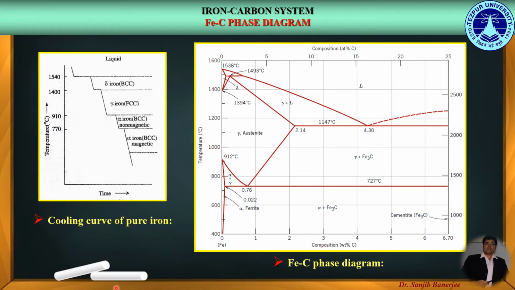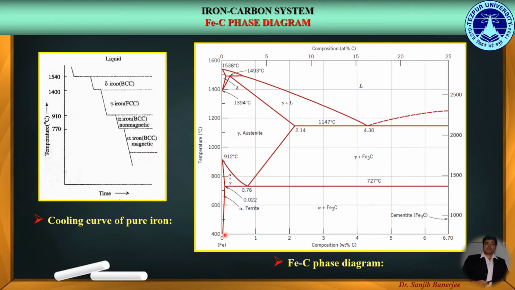Let us now talk about the different phases present in the iron-carbon phase diagram. In the previous section, we studied the cooling curve of pure iron showing polymorphism, or different crystal structures. Now, when carbon forms an interstitial solid solution with the different forms of pure iron, we get different phases at different temperature ranges in the iron-carbon phase diagram.